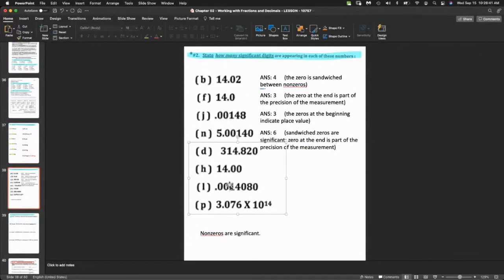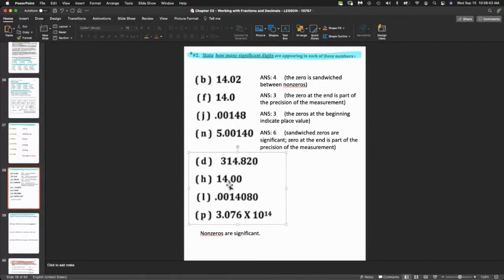Okay, I'm running out of space here. Let's move some 6. Okay, because this.